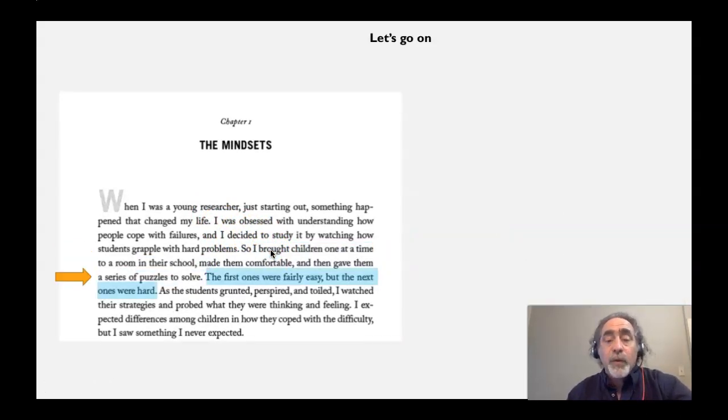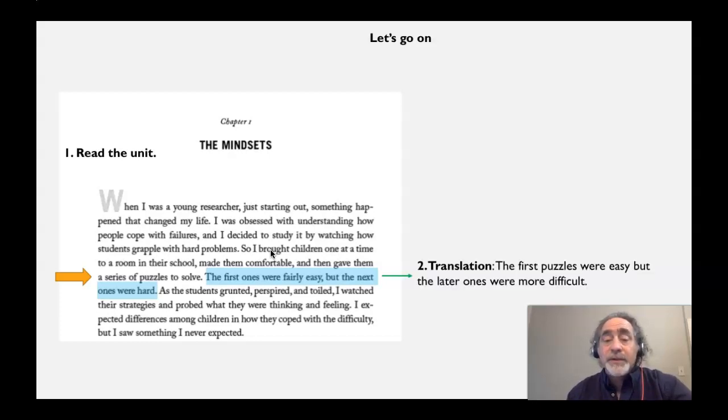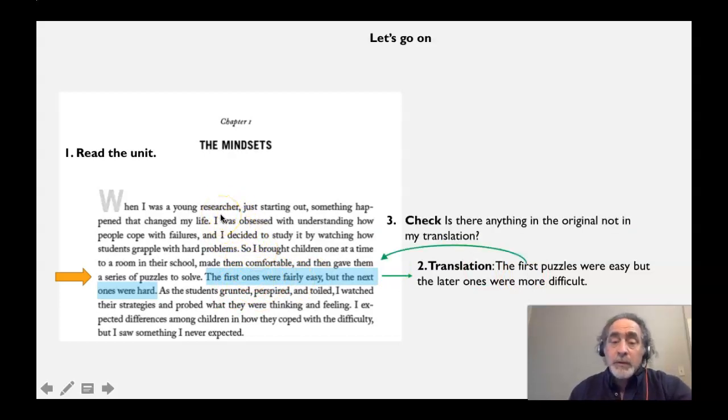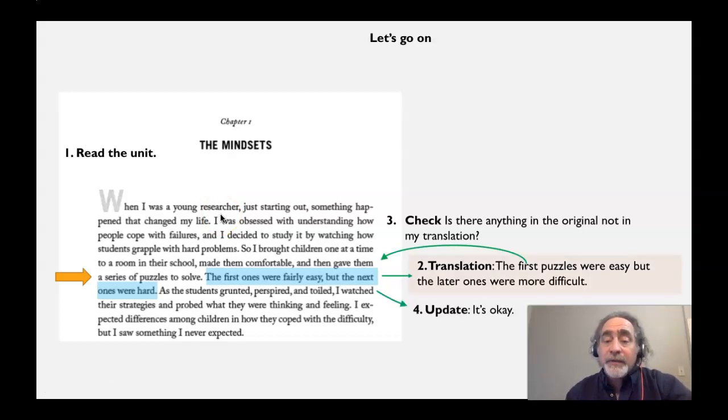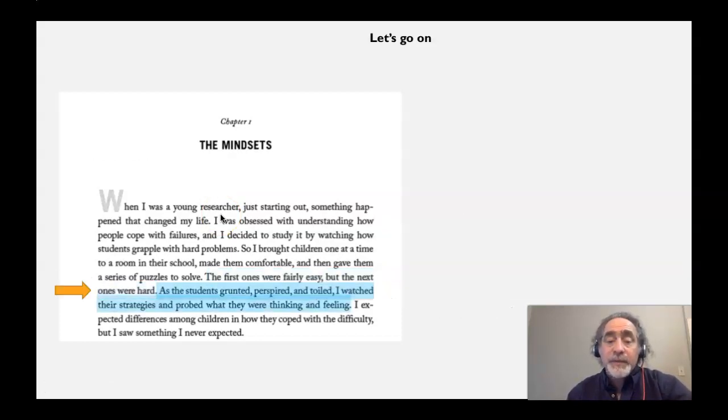Next sentence. The first what? First puzzles. The first ones were fairly easy, but the next ones were hard. Translation: The first puzzles were easy, but the later puzzles were more difficult. Put it into my own words. Now, what if I wrote the first ones were hard? I wouldn't know what the word ones referred to. The word ones refers to something that came before. Check it. Is there anything in the original not in my translation? Looks good to me. Let's move forward.